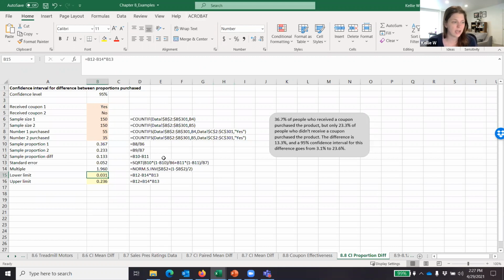They might try running the same experiment with a 10% coupon and see if they get a better difference between the proportions, because their goal is to incentivize people to buy. And if the lower limit here is 3%, our confidence that we have an effective sales campaign is not super strong.